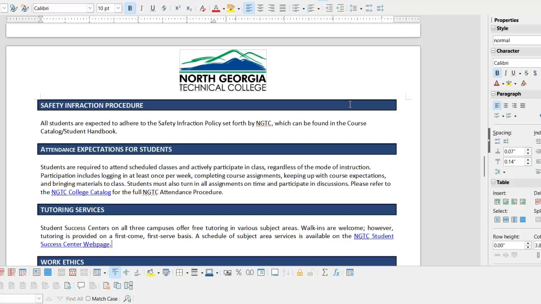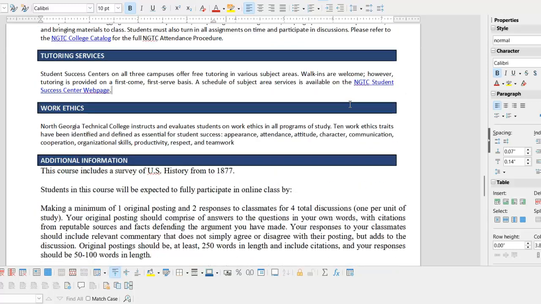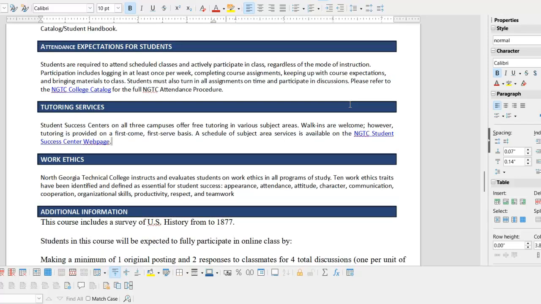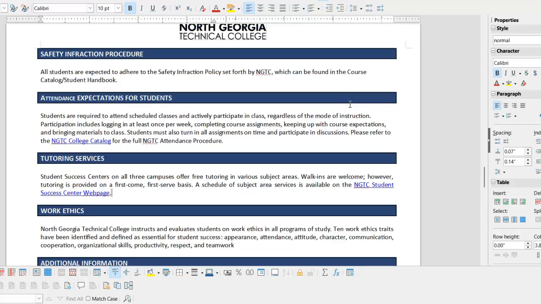As for most of you, I don't know how many of you are actually on campus. They don't let me know those things. I'm sorry, I don't know how I got so far ahead. The safety infraction procedure: you're expected to adhere to the safety infraction policy set forth by NGTC, which can be found in the course catalog. And you have access to that literally through the homepage itself.